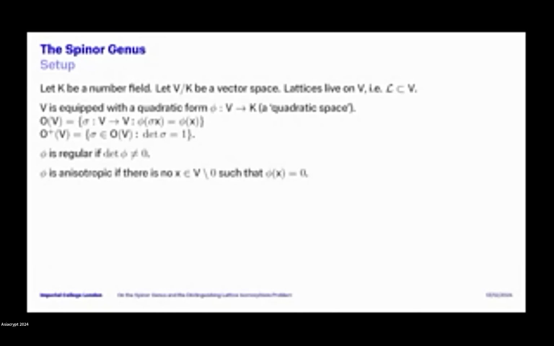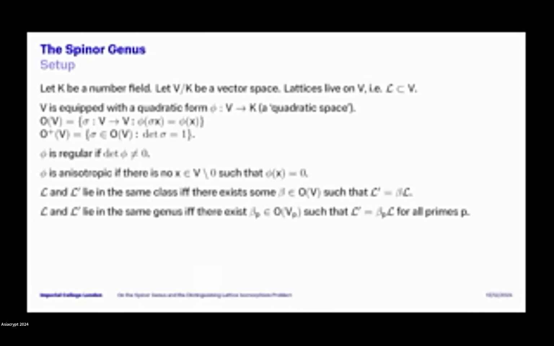We will also need two basic definitions on quadratic forms. We'll say a quadratic form is regular if its determinant is non-zero, and we'll say a form is anisotropic if there is no non-zero vector that evaluates to 0 under phi. We can then redefine our notions of class and genus using this vocabulary. So two lattices, L and L dash, lie in the same class if and only if there exists some orthogonal transformation that maps L to L dash. And these lattices lie in the same genus if and only if there exist sigma_P, which are in the orthogonal group of the localization of V at P, such that L is mapped to L dash by sigma_P for all primes P, and also over the reals.